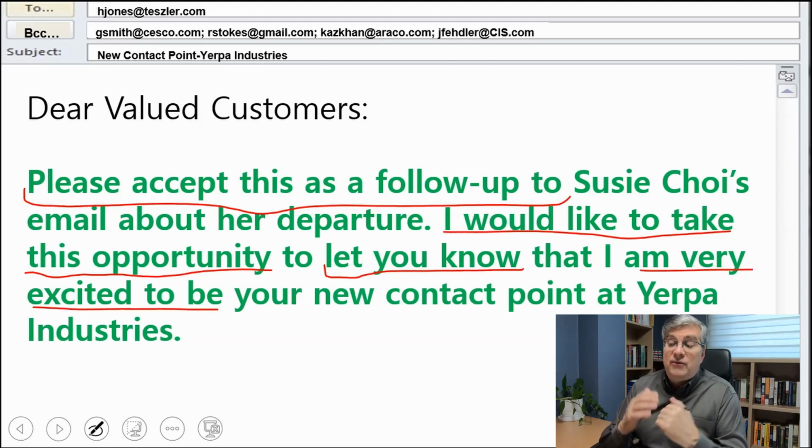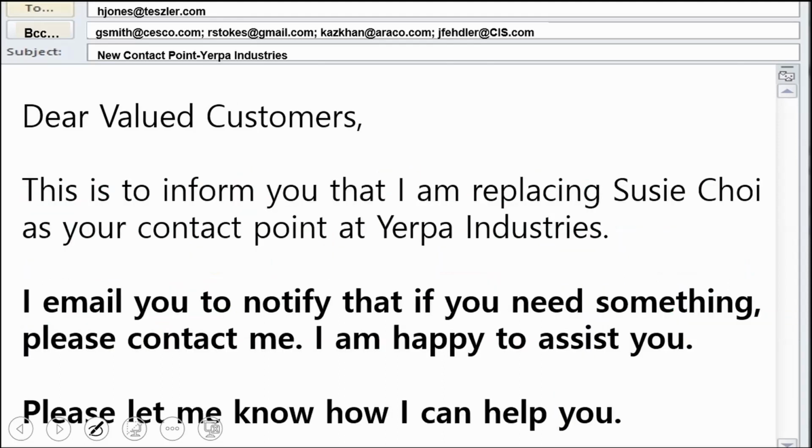To let you know that I am very excited to be your new contact point at Yerpa Industries. So, okay, this also shows eagerness, right? That you're willing to work with these people, that you want to do a good job for them. That's very professional. That's very good language to use. Now, later on in the email, we saw, I email you to notify that if you need something, please contact me. I am happy to assist you. Please let me know how I can help you.